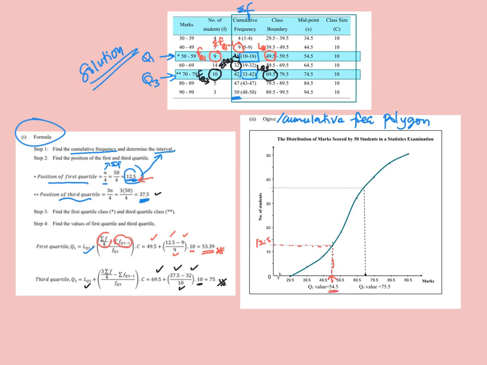For quartile 3, the position is 37.5. From the y-axis, you need to find 37.5 somewhere over here. Based on the dotted line, you read the value on the x-axis, and you get 75.5. This is how you find the quartile 1 and quartile 3 values from the cumulative frequency polygon, or ogive.